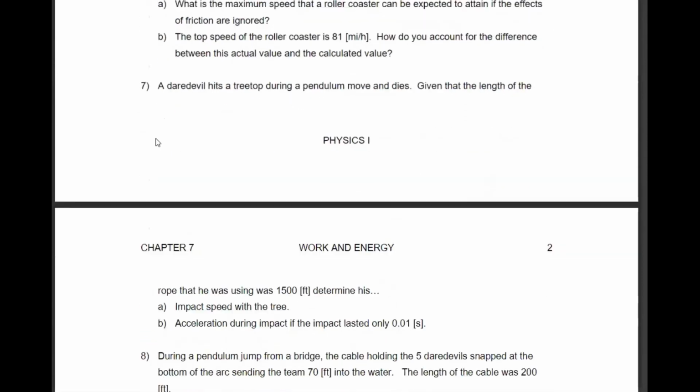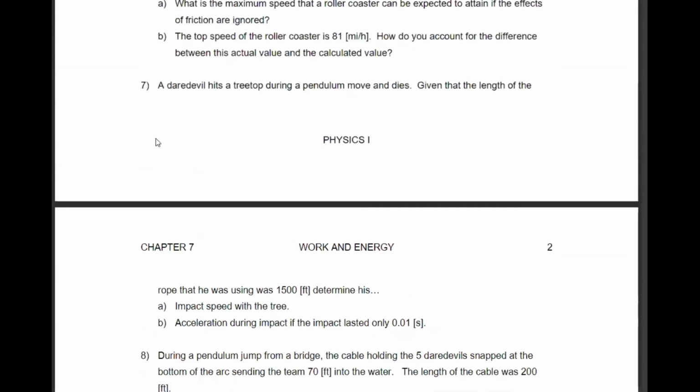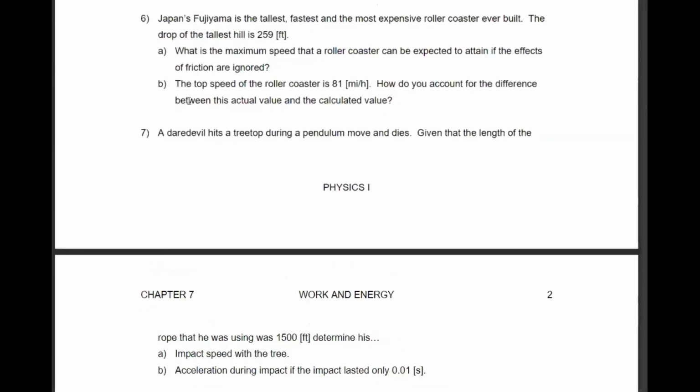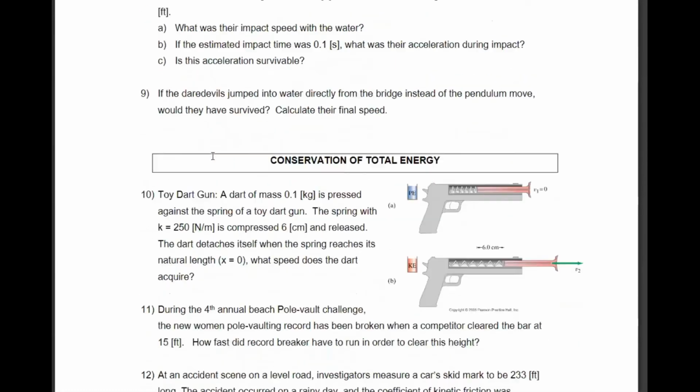Conservation of mechanical energy, 6, 7, 8. All right, all these problems are the same. Just pick and choose the one that you want to focus on. Make sure that you know how to do it inside out. Okay, 6, 7, and 8 are for college physics students. These are fairly easy, straightforward problems.